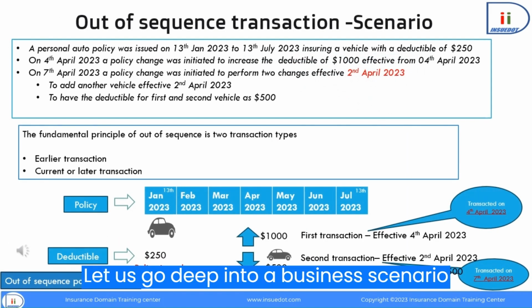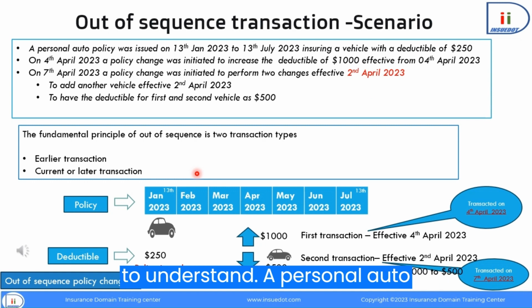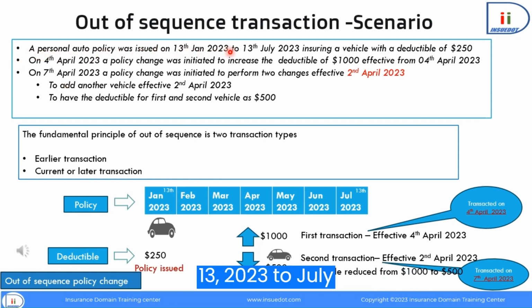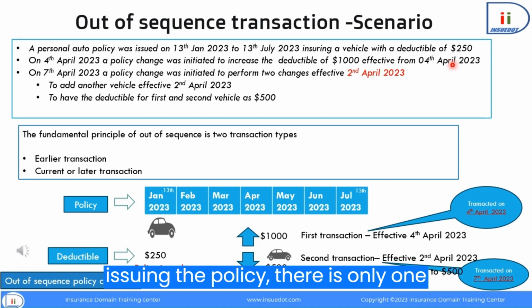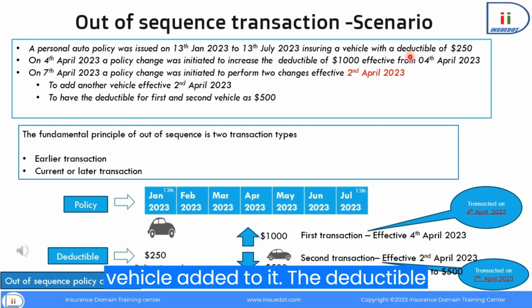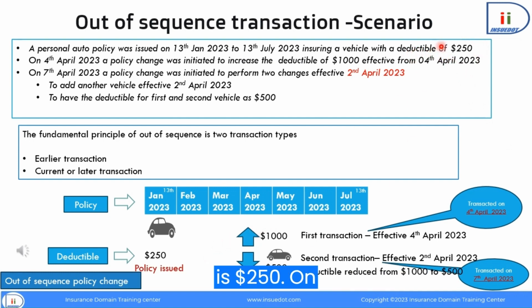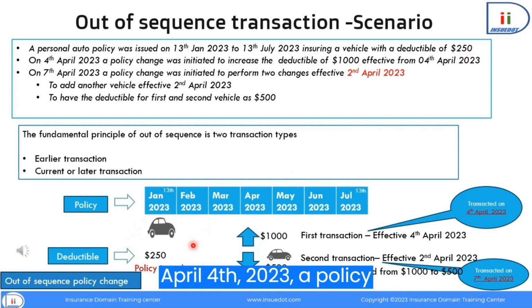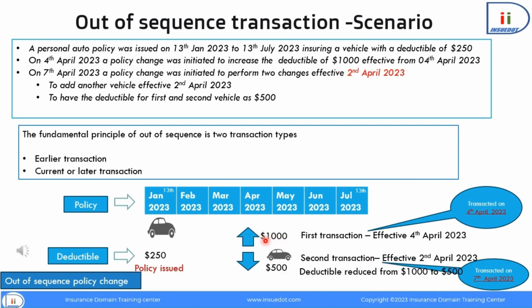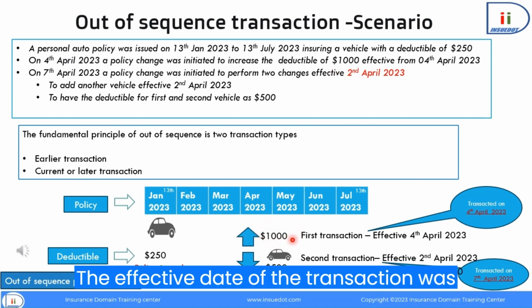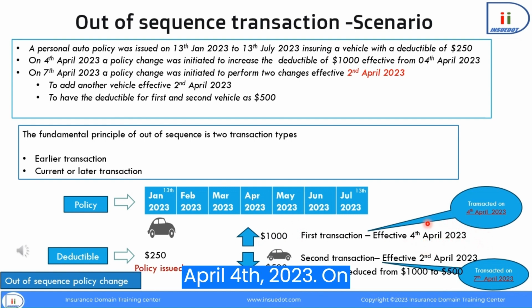Let us go deep into a business scenario to understand. A personal auto policy was issued on January 13, 2023 to July 13, 2023. When issuing the policy, there is only one vehicle added to it. The deductible is $250. On April 4, 2023, a policy change was initiated to increase the deductible to $1,000. The effective date of the transaction was April 4, 2023.